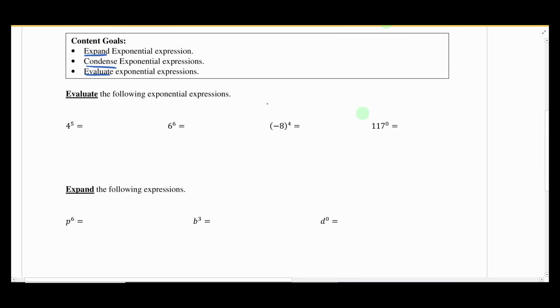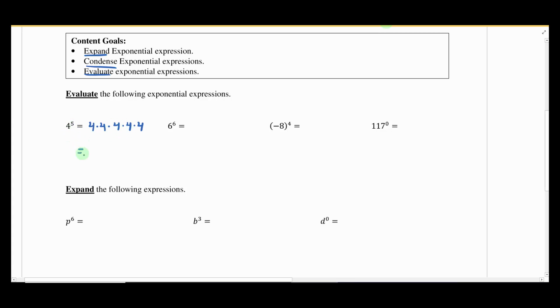So these first problems, notice that in bold and underline it says evaluate the following exponential expressions. So we have something like this where it says 4, the base, raised to the 5th power. That 5 is what we call an exponent. And what that's telling me to do is take 4 and multiply it by itself 5 times. So really it means 4 times 4 times 4 times 4 times 4. Sometimes we have to do that depending on a scenario or application, but it's really annoying to write it like that. So it's a lot easier just to write it as 4 to the 5th.